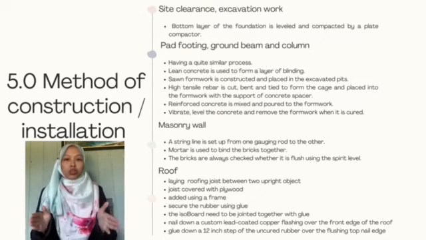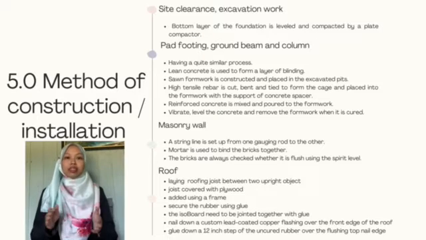For the roof, first, lay roofing joists between two upright objects. The distance between the two joists is roughly 400 mm. The joists need to be covered with plywood. A flat roof should also be designed with a slight incline, added using a frame. Secure the rubber using glue. The isoboard needs to be jointed together with glue.